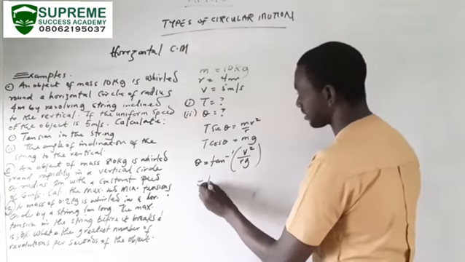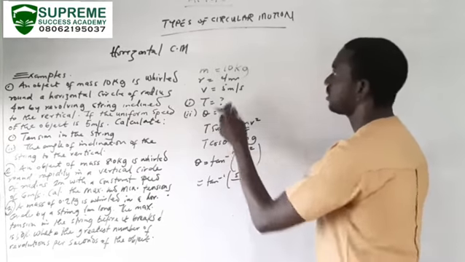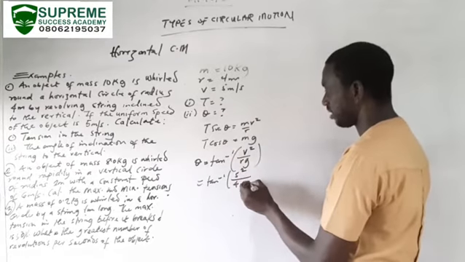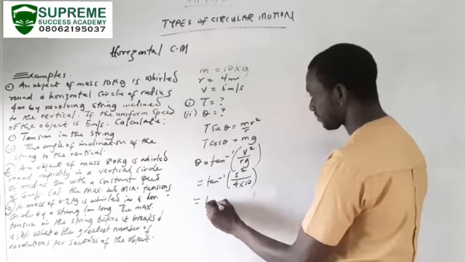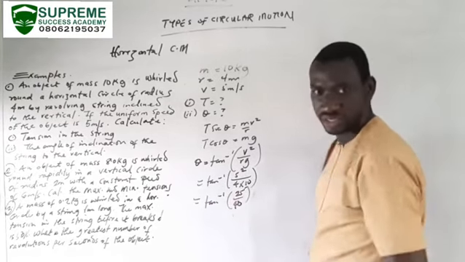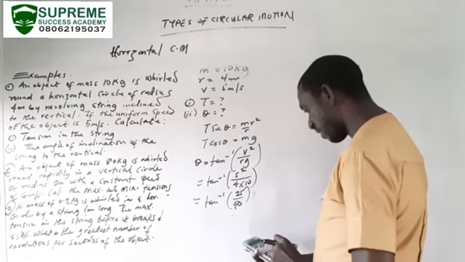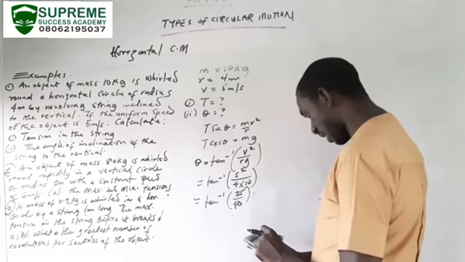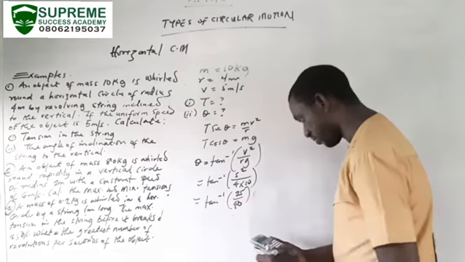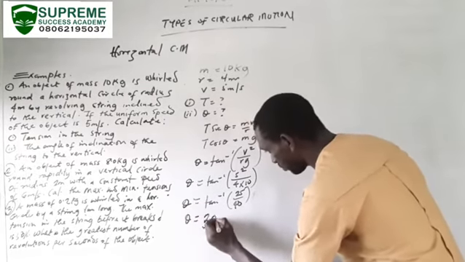So let's first get our theta, tan inverse. Your v has been given to be 5 squared. Your radius has been given to be 4 meters. And your g has been given to be 10. So you have tan inverse of 25 over 40. Using your calculator, 25 divided by 40, then tan inverse of that value will give you 32 degrees. So your theta equals 32 degrees.